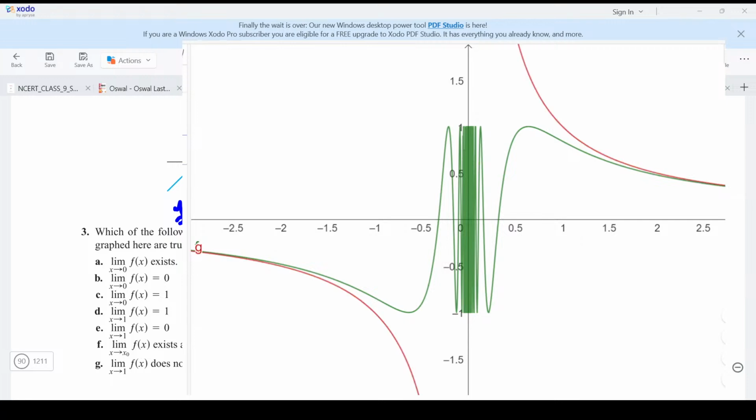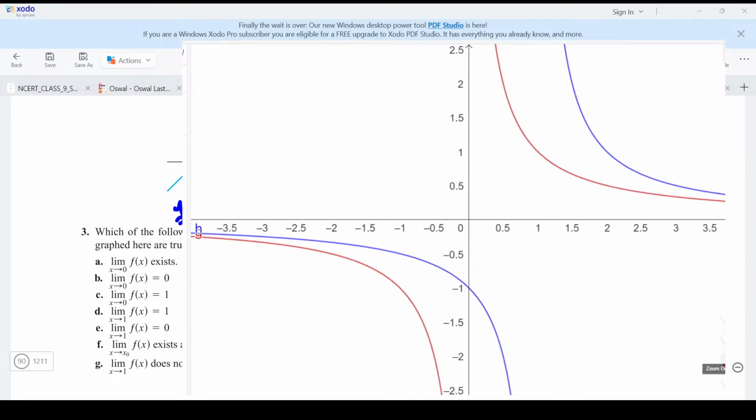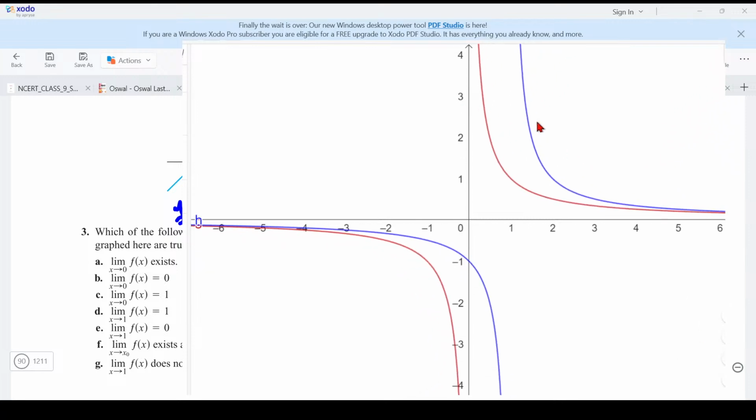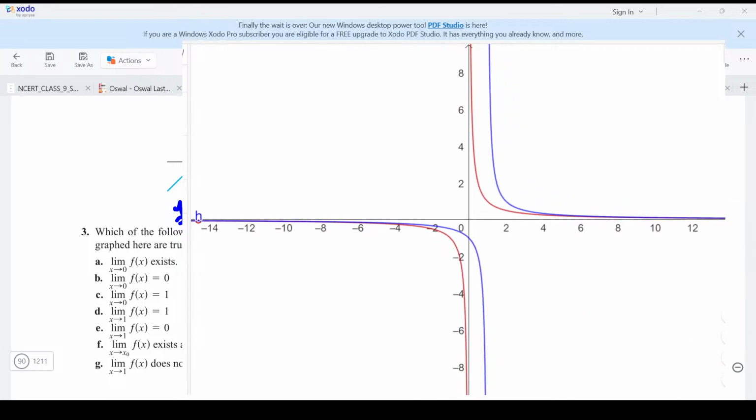Can you see my sheet? Yes, sir. 1 by x, 1 by x minus 1. What is happening here? The graph of 1 by x is shifting 1 unit towards the right. So this blue graph is actually shifted 1 unit towards right.